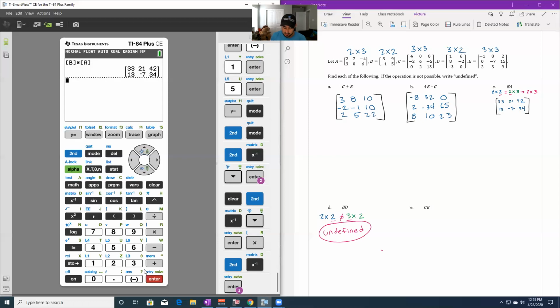And then the next is C times E. Matrix C is a 3 by 3. And matrix E is also a 3 by 3. These two are equal, which means the end result is again another 3 by 3. Which means let's get to calculating.